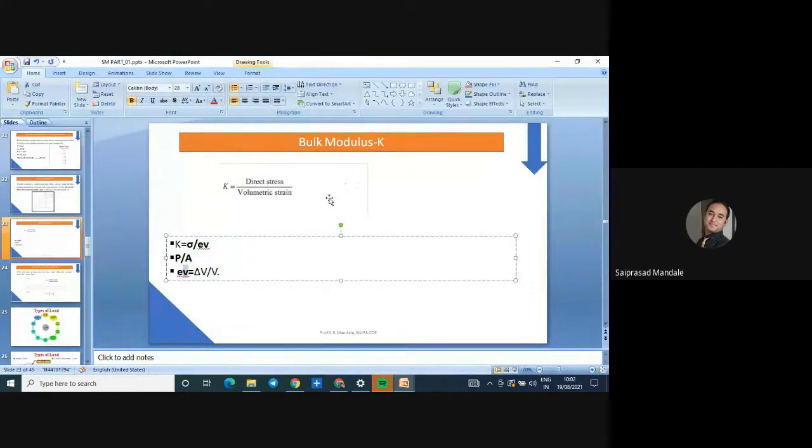So my next question for you, look at the formula for bulk modulus, direct stress to the volumetric strain. What is the unit for the bulk modulus? The formula is there, the quantity is there in front of you, and you have to tell me the unit for the bulk modulus.